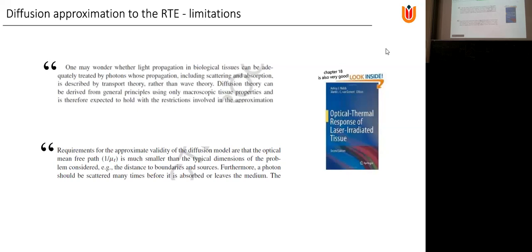So, a remark about the diffusion approximation. There's a whole chapter in the book which I recommend you do not read, because it has even more equations than I managed to put in the presentation. It's simple. You can do fast calculations. The only thing is it is not valid near your boundaries. It is not valid near your light sources. It is not valid for high absorption coefficient.